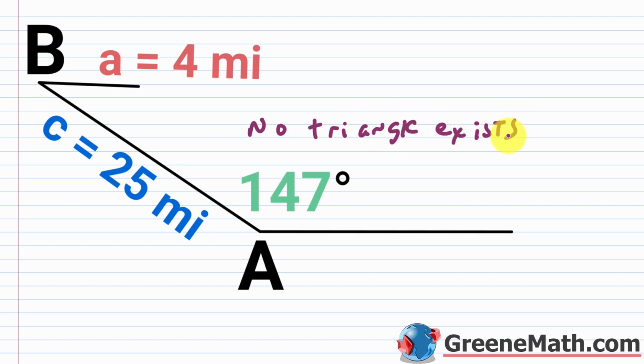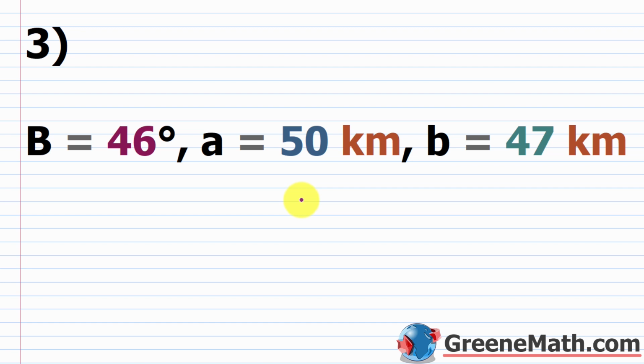All right, let's take a look at problem number 3. So I'm just going to tell you in advance this problem is more tedious because we have an acute angle involved. So for the measure of angle B, this is going to be 46 degrees. For side A, the length is given as 50 kilometers. And then for side B, which is the side that is opposite of this angle B, the length is given as 47 kilometers. Now, for this type of problem, you can go straight into using the law of sines.